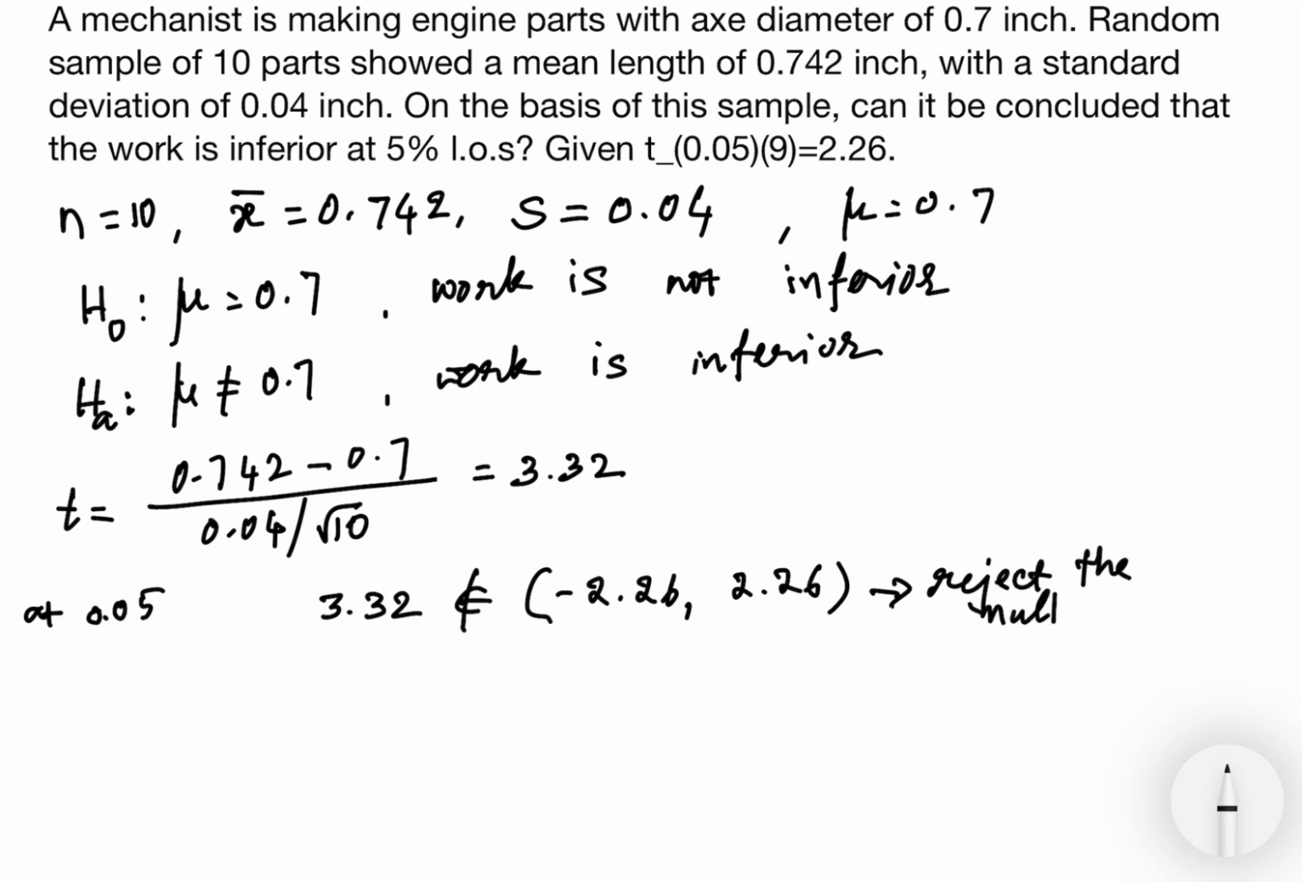And what was the null hypothesis? The null hypothesis was mu equals 0.7, or the work is not inferior. We are rejecting that the work is not inferior. That is, this implies indeed the work is inferior.